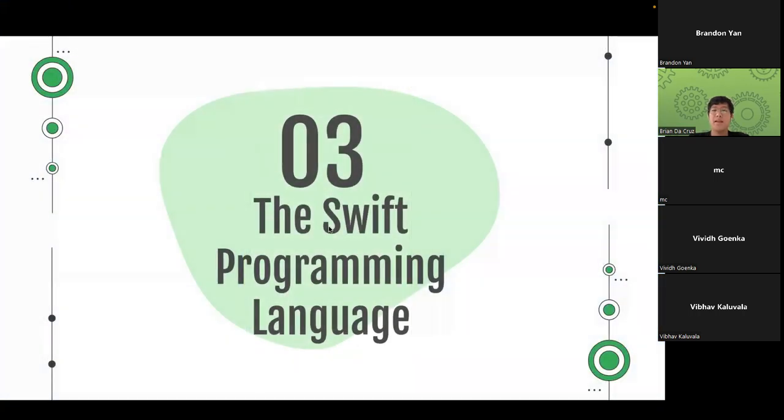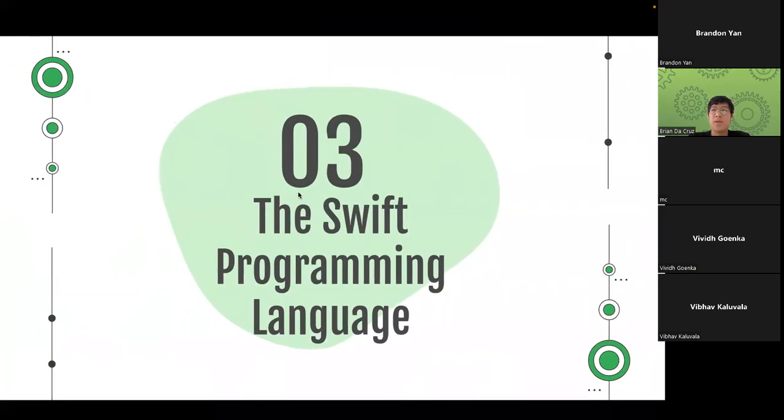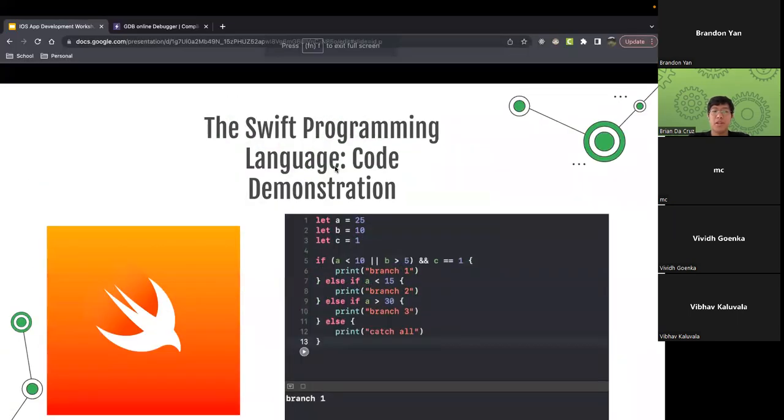So with that being said, we've gone over the looks, functionality, and layout of Xcode. Now let's look into the Swift programming language, which is basically what we need to know in order to write code in this IDE and create functionality. So let's go over the code demonstration.